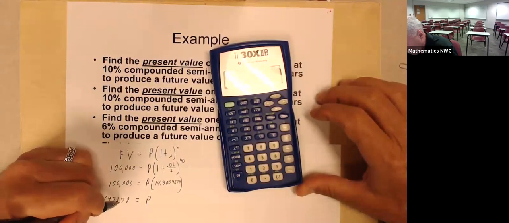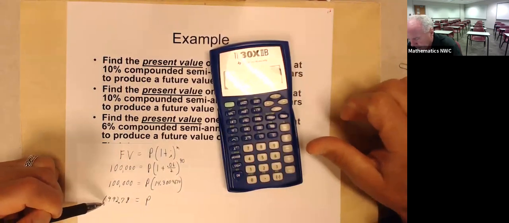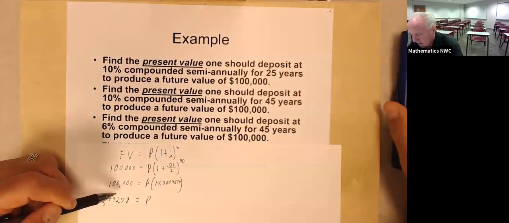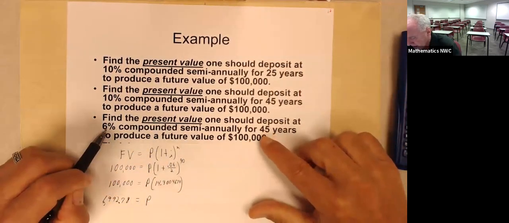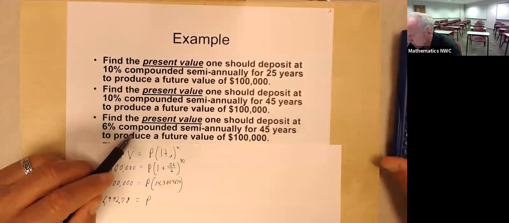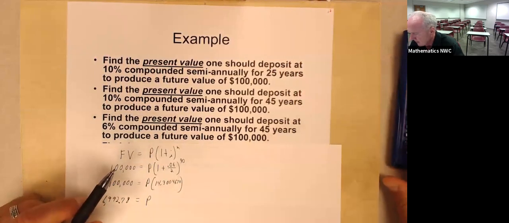$6,992.78. That is what I would have to put in presently, so that in 45 years at 6% interest only, it would be worth 100,000. Okay.